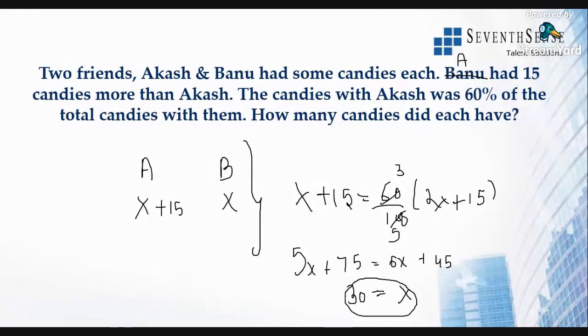So you can change this question, guys. It is not Banu, this is Akash. Here it is Banu. So 30 is equal to Banu's candies. Banu has 30 candies. Akash will be 30 plus 15, which is 45 candies. Hope you all got it. So 30 and 45, change the question. This will be Akash had 15 candies more than Banu. We'll go on to the next question.